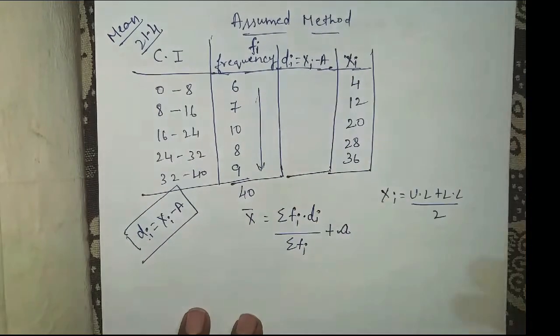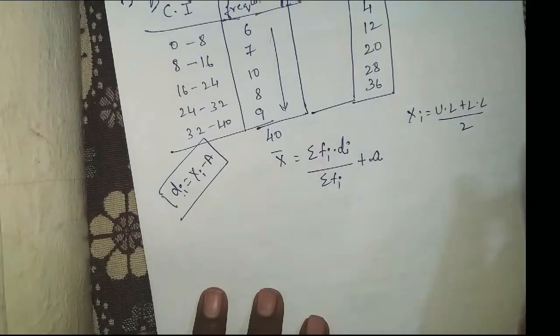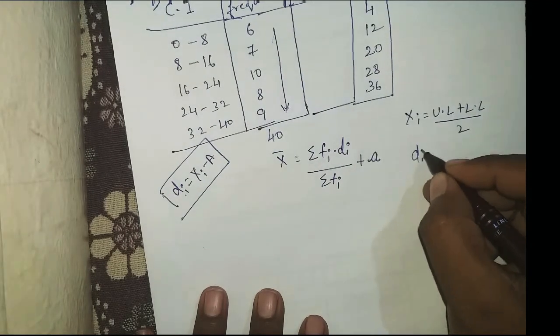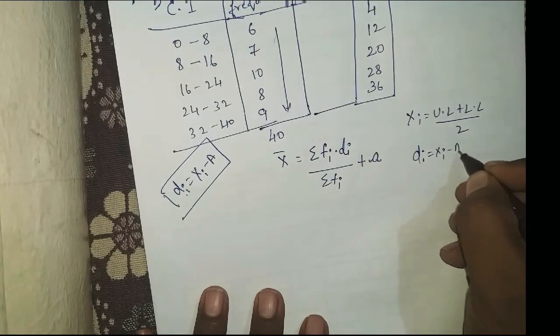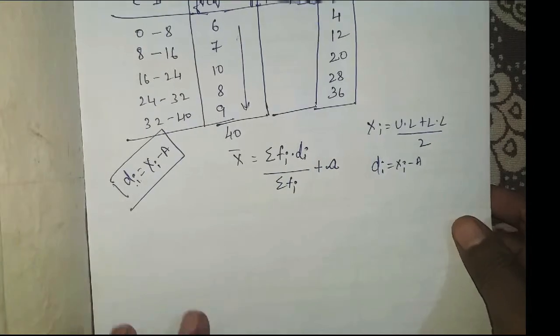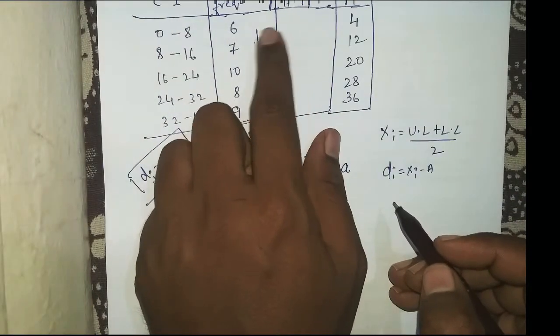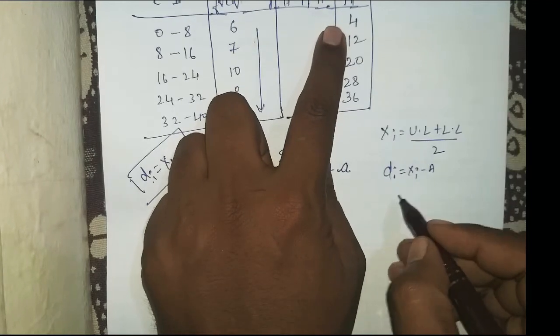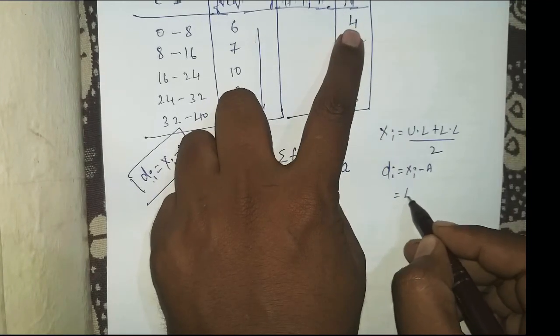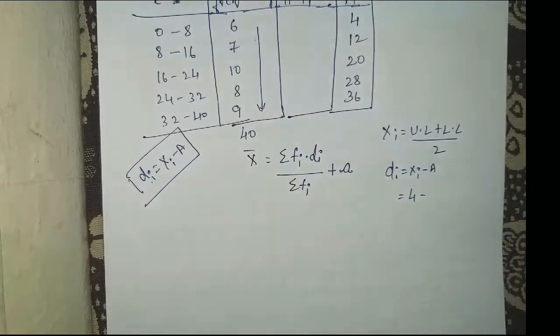Now we'll find the di values. So what is di? Di is equal to xi minus a, right? Xi minus a. For the first problem, I'll consider the first value. What are the xi values? 4. What is the a value?